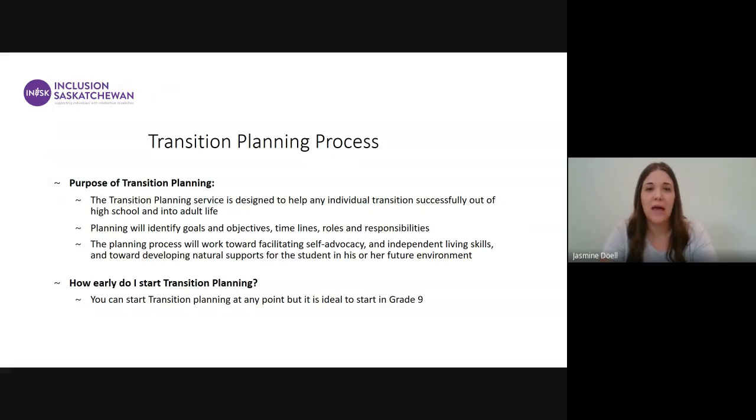So to begin the planning process, it's important to identify a vision for the future. It's important to set realistic long-term and short-term goals that can be obtained by the individual and the team and work towards achieving that vision. Transition planning should be set up with the individual and not for the individual. The individual should always be a part of the whole process along the way.